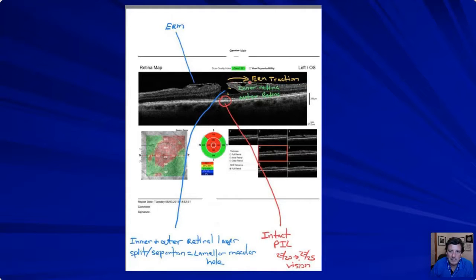Here's the epiretinal membrane. It's the traction. Here's your inner retina, your outer retina. There's the schisis, your intact photoreceptor integrity line, your inner and outer retina split, and then your epiretinal membrane. So again, this is how you want to buy these instruments. You pay a little extra price so hopefully they get all these little colors on there.